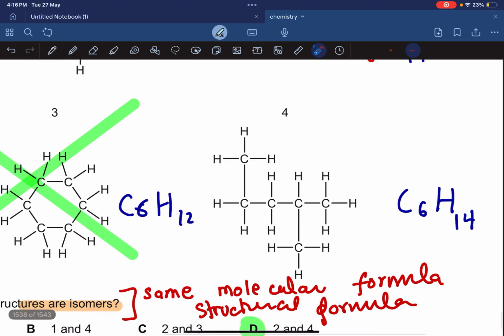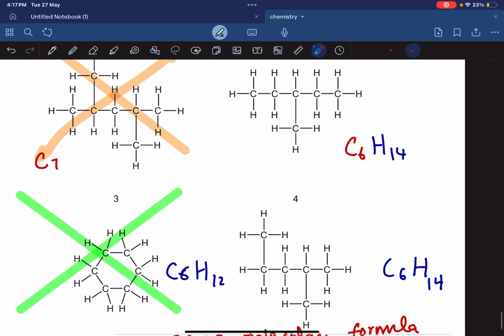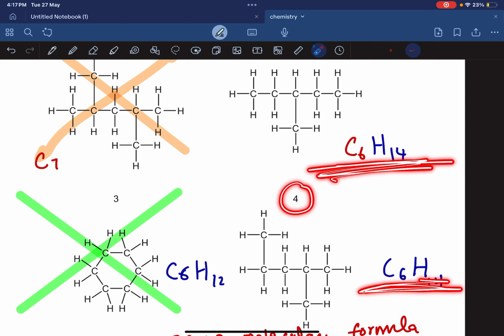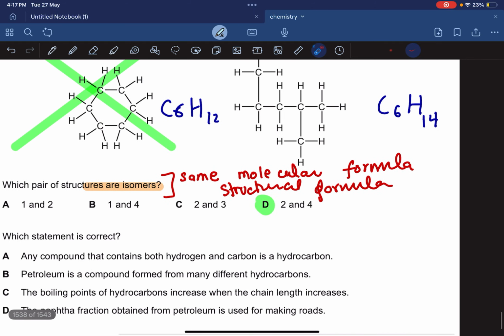Over here, if I start from here, the branch is going to come 1, 2, 3, 4. You always start from the carbon from where the branch comes nearer. Over here the branch comes at the 4th one, so I'm not going to consider from this side. Instead I'm going to start from the right one because the branch over here is on the 2nd carbon. So this becomes 2-methylpentane. So 3-methylpentane and 2-methylpentane are going to be isomers, because they have the same molecular formula, C6H14, but different structural formula. So 2 and 4 are the isomers.